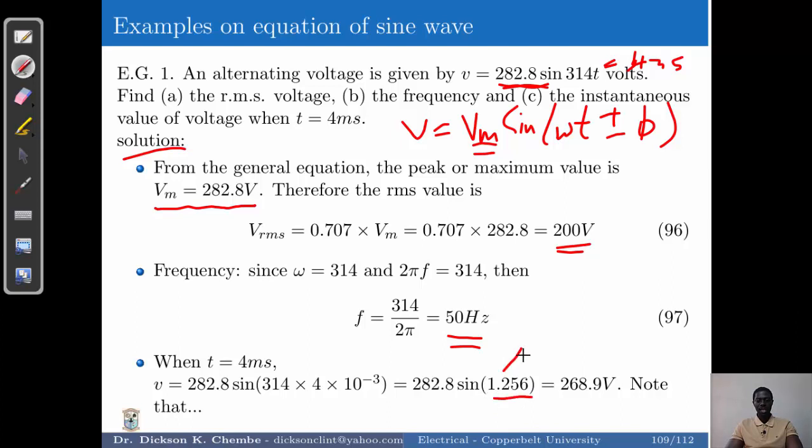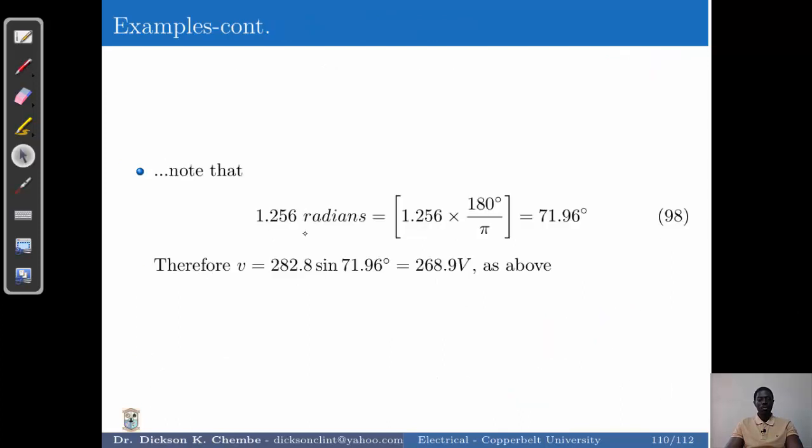The value that we get in here is in radians. You must be very careful with this. To get the actual value, we have to convert this radian value to degrees. To convert to degrees, we take the radians multiplied by 180 over pi, which gives 71.96 degrees. And this is what we replace in here to find the instantaneous value of V when time t is equal to 4 milliseconds. So this is how we obtain the value to be 268.9 volts. That's the procedure in a nutshell.